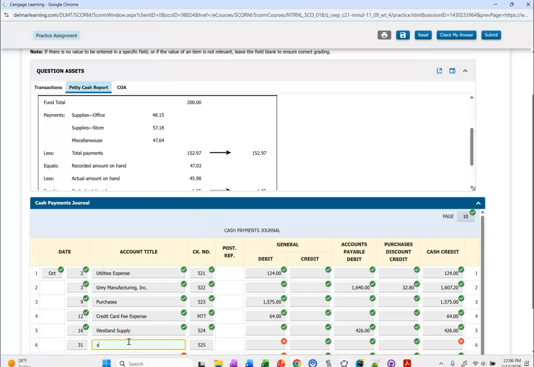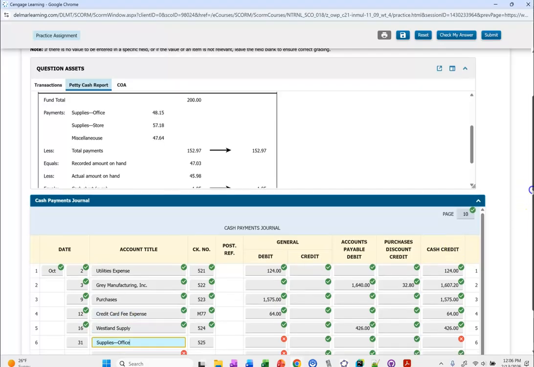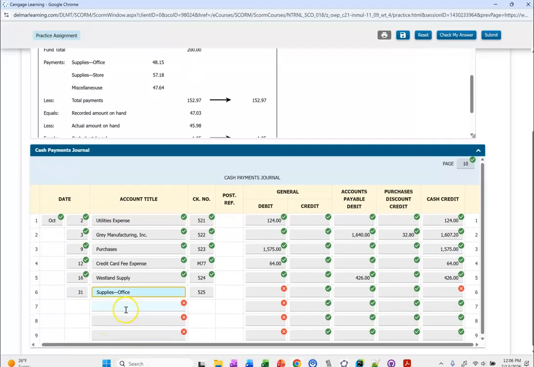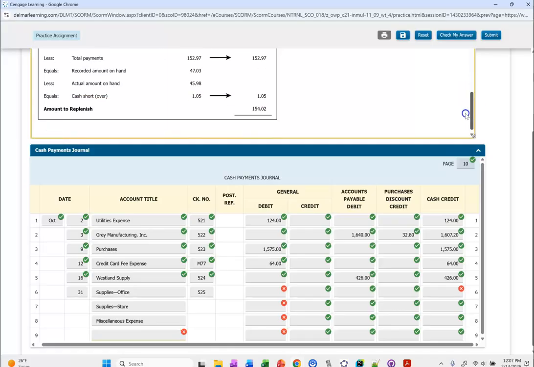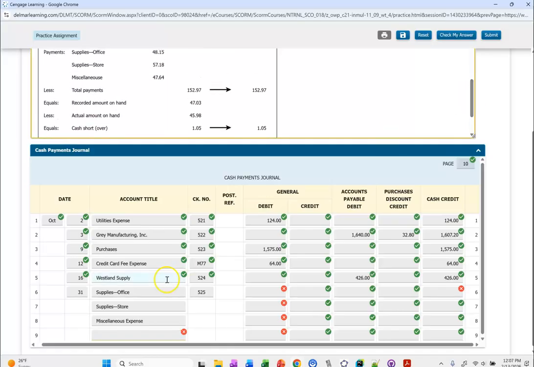So I'm going to have office supplies, and then I'm going to have store supplies. And then I'm going to have miscellaneous. And then I have a cash short or over here. What does that say? It's an over. So that's going to be the titles going down. And I'm getting that all from the petty cash report. Is everybody okay there? Yeah.